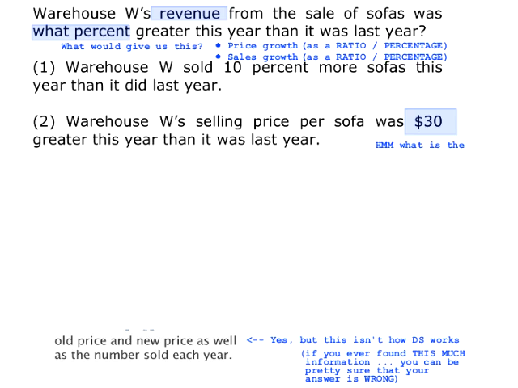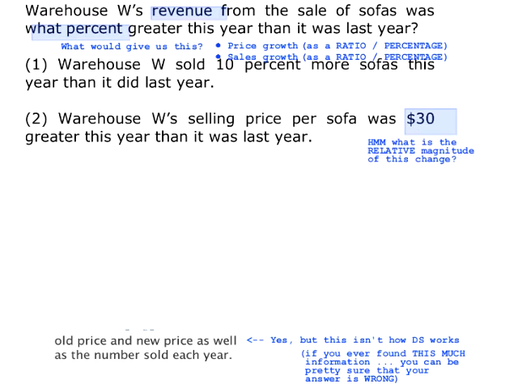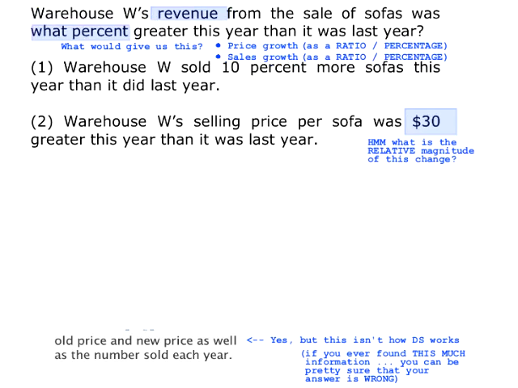What is the relative magnitude of this change? Those are big words, but meaning if a sofa right now already costs like $2,000, this is really not that much of a big deal. But if a sofa is $50, then of course this is a giant change. So intuitively, you might figure out that this is going to have an ambiguous meaning depending on how much the original price was. But we can organize it.